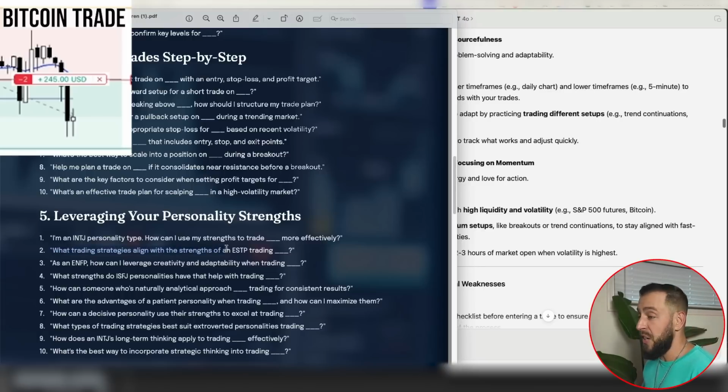A couple other prompts here you could try were what trading strategies align with the strengths of your specific personality. And notice in the guide, I have specific personality types in here. Just take that 4 letters and replace it with your personality type to make it customized to you.